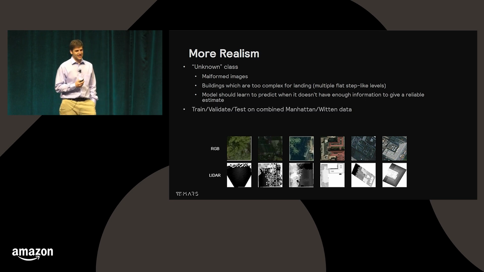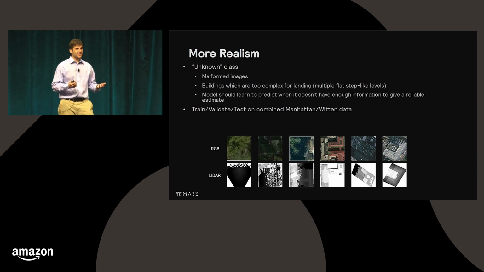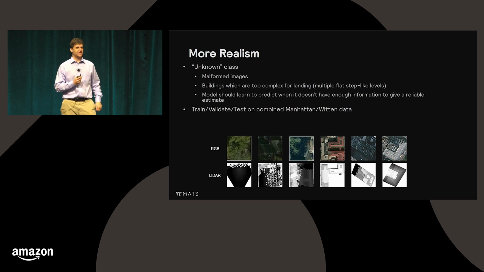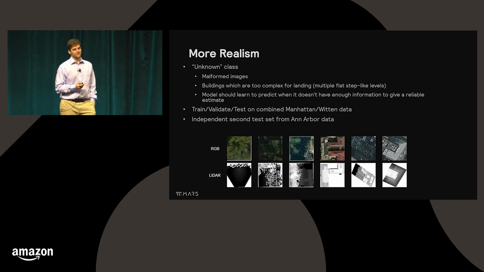So by adding that, I was able to create a new class. What I did first is I made one data set that combined Manhattan and Witten information, which are architecturally totally different cities. I made a training, a validation, and a test set on that data set. And then I made a completely independent second test set, which was from Ann Arbor.